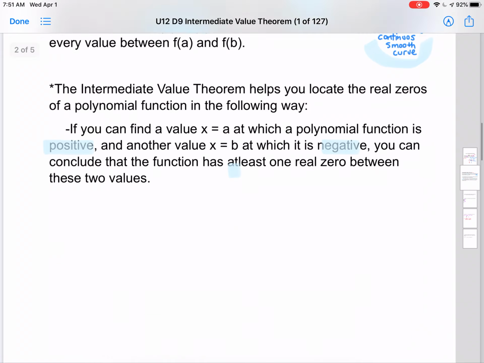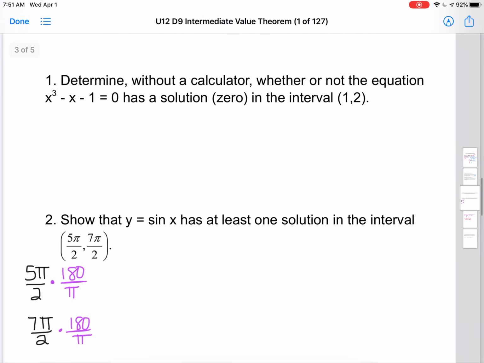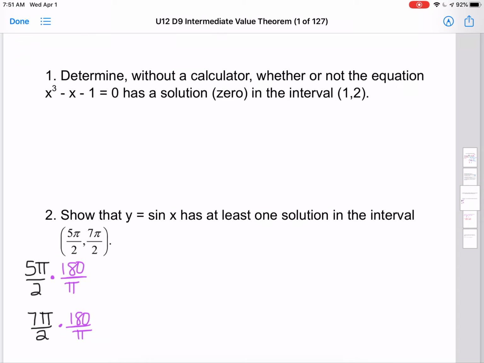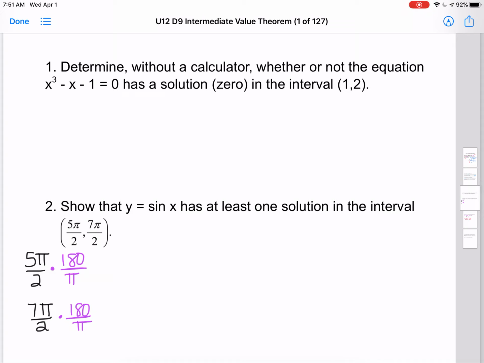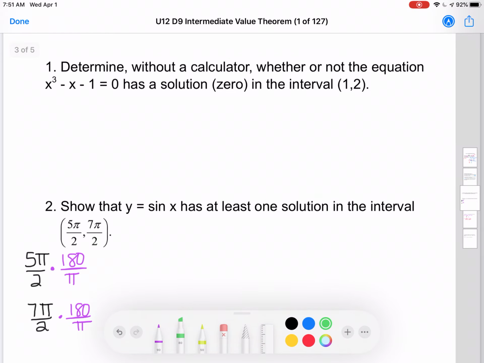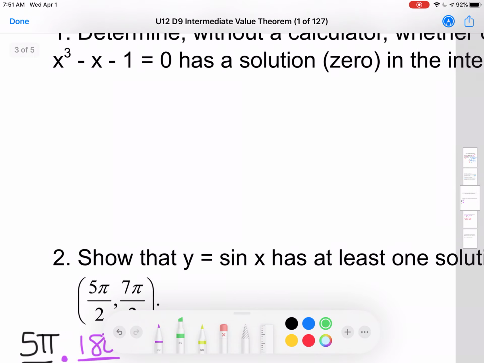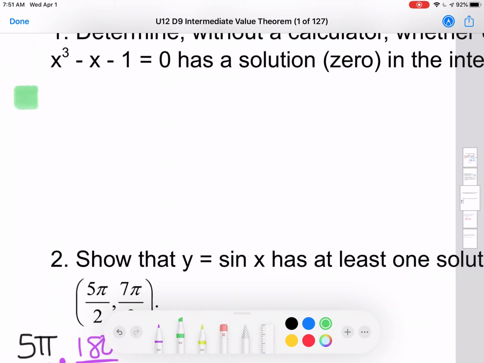Okay, so let's just try a couple problems, and we should remember this from the past. We just didn't talk about it with the continuous function. Determine without a calculator whether or not the equation has a solution, a 0, in the interval 1 to 2. Okay, so just like we did before, I'm going to plug in the number 1.